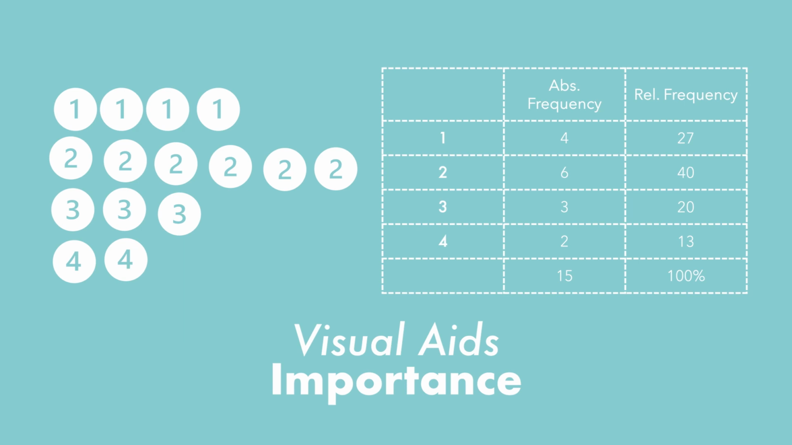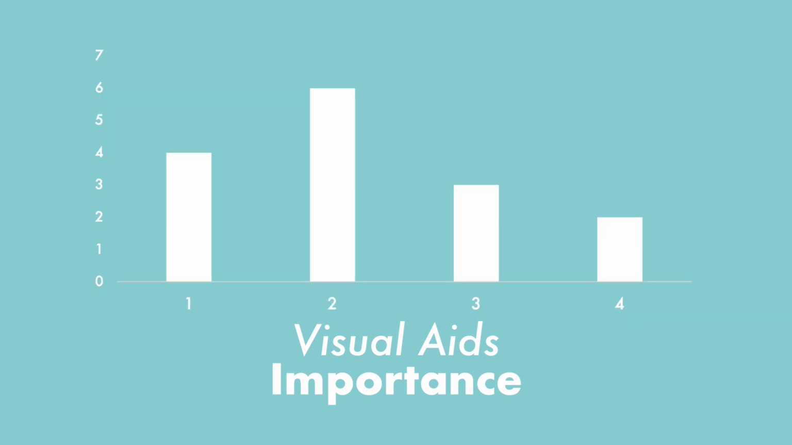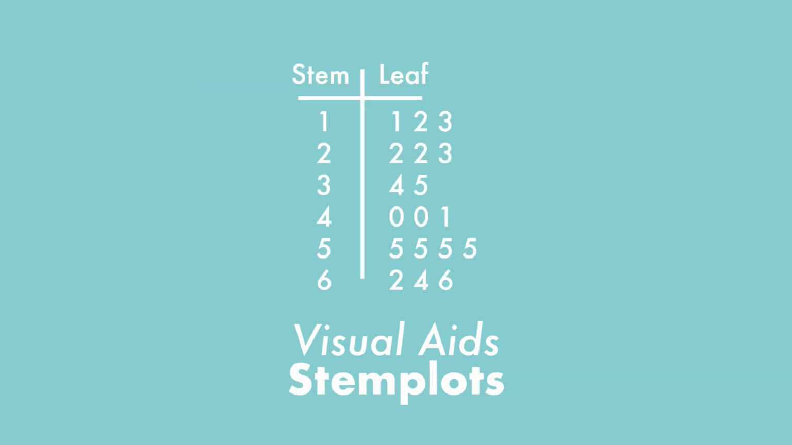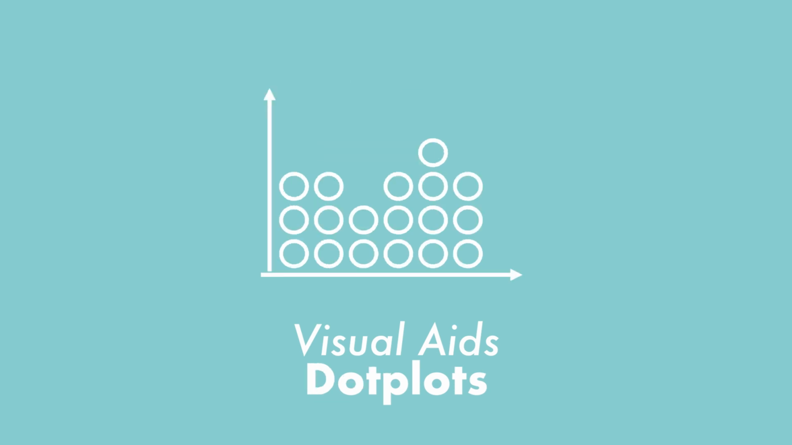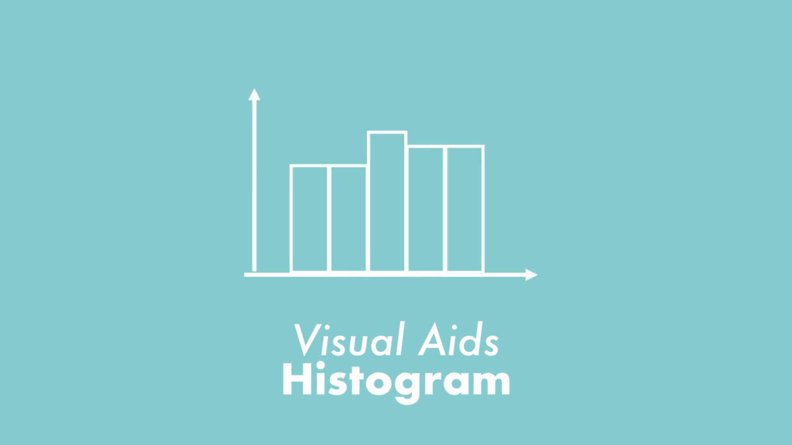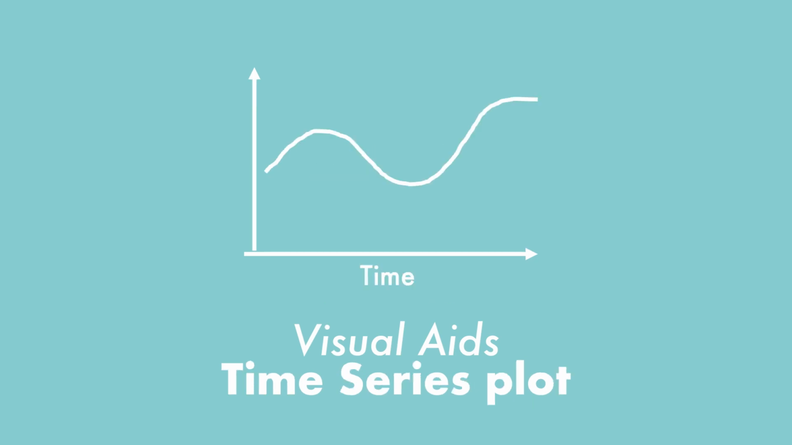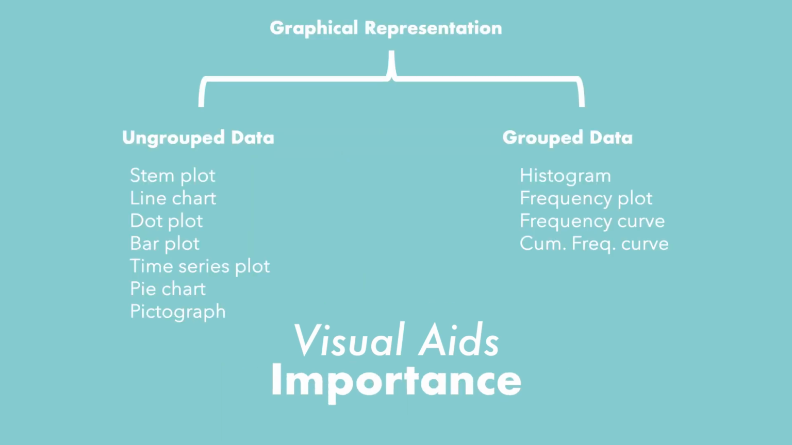The first thing we can do, especially for numerical data, is to examine the data in a frequency table. After that, we can apply a visual tool to the data. We have many graphical options for numerical data. Some of them we will discuss here, such as stem and leaf plots, dot plots, line graphs, histograms, frequency polygons, and time series plots. Each of these methods comes with its own advantages and limitations.